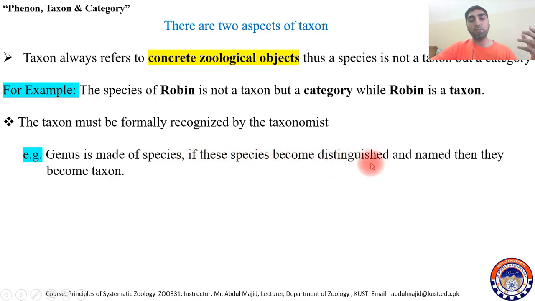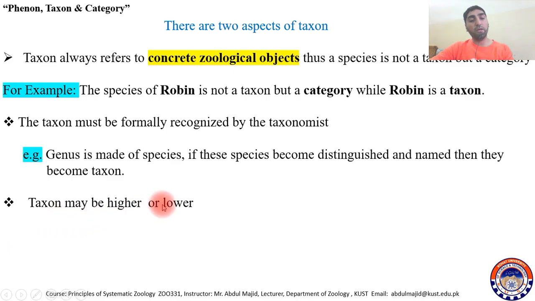So if these objects become distinguished in name, then they become a taxon. For example, there is genus, there is species, but these are categories. When we recognize a robin as a species, we will place it in a species category, and now it is a taxon. So robin, we will name it, and after naming it, it becomes a taxon. So class is a category, it's not a taxon, but mammalia is a taxon. Why? Because mammalia have certain characteristics. On the basis of those characteristics, we name them mammalia, and then we place that mammalia in the class mammalia.